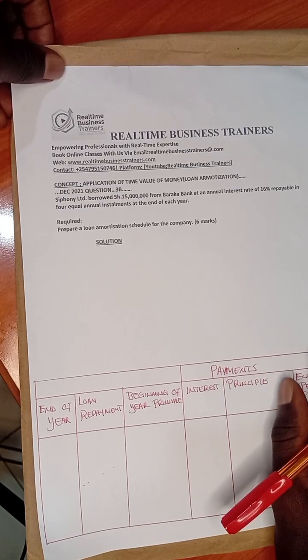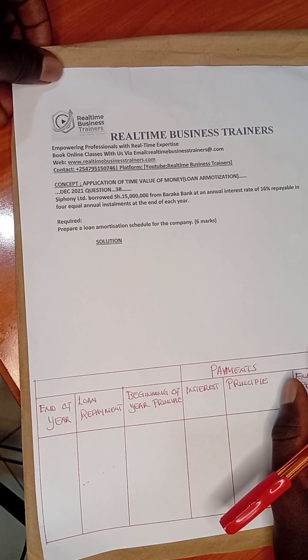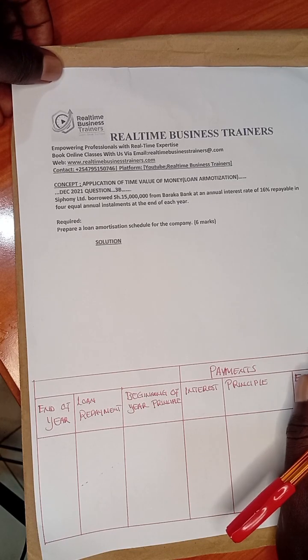Today we want to do a question. It is a CPA question. In fact, it was a question examined in December 2021. Question 3B. The paper is Financial Management in CPA.